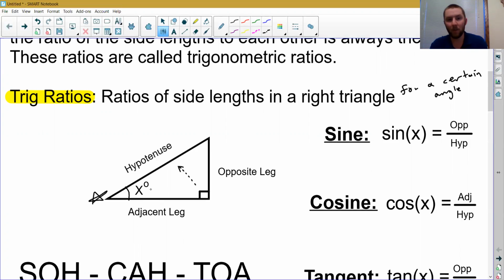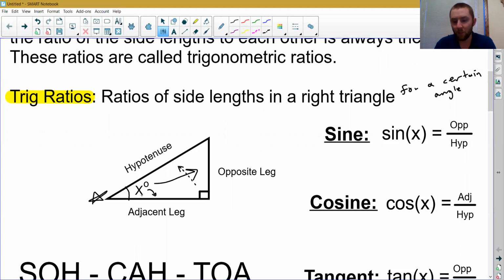For whatever angle you're talking about, you then have an opposite side all the way across, and you have an adjacent leg, which is right next to it. Okay, so there's opposite leg or opposite side. There's adjacent leg or adjacent side, and the hypotenuse. Those three names or classifications, I guess you could say, for our side lengths in a right triangle are how we define our trig ratios, okay? So we have opposite, we have adjacent, we have hypotenuse, okay? Opposite, adjacent, hypotenuse. Those three names, as I said, for our side lengths.